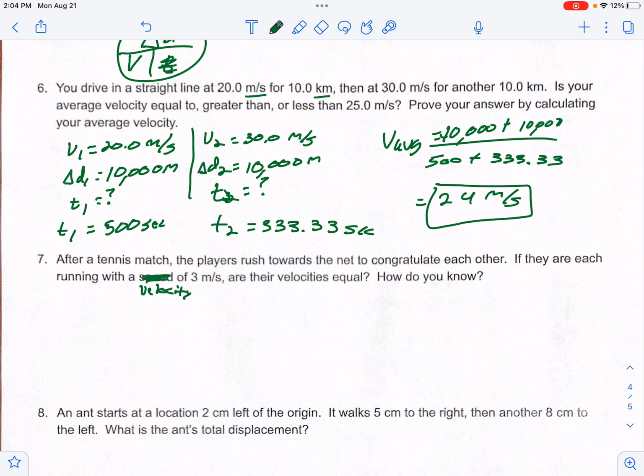Okay, but if you look, you have one player going towards the net this way, one player going towards the net this way. And so we know velocities are vectors. That means they care about direction. So that means one has to be going a positive 3 meters per second, and one has to be going negative 3 meters per second. So are their velocities the same? No. Their speeds can be, because they're both going 3 meters per second, because remember, speed doesn't care about direction. But the answer for velocity is no, because you have a positive and a negative now, which makes them different.